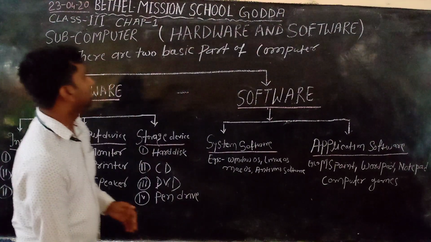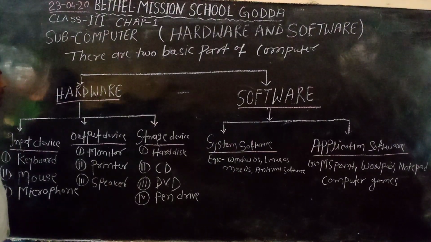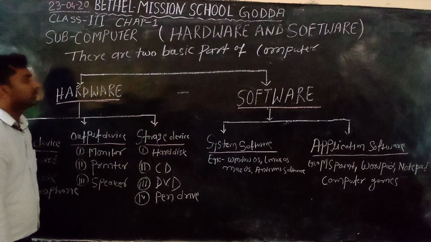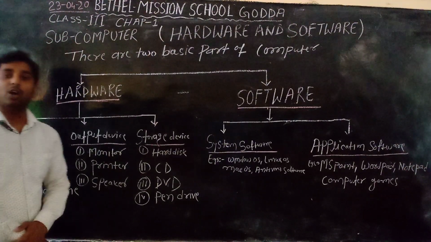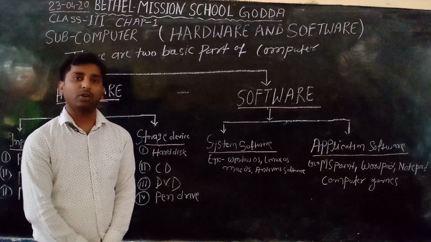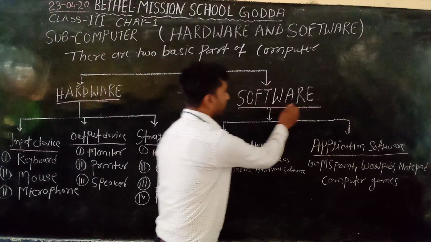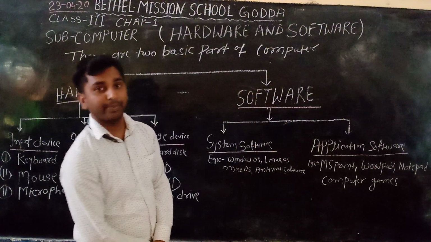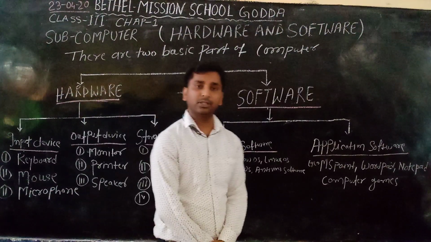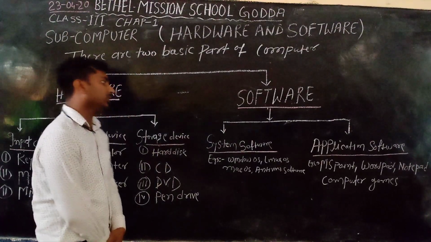Now we will learn about hardware and software. What is hardware? The parts of a computer that we can touch or feel are called hardware. Second is software. What is software? The parts of a computer that cannot be touched or felt are called software.